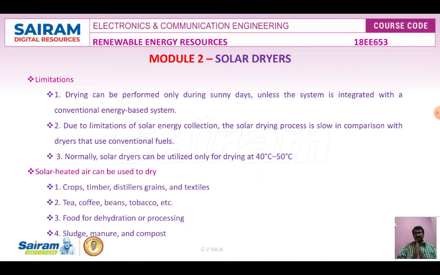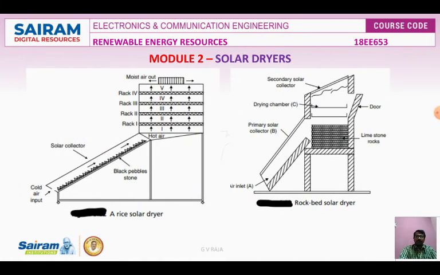Solar dryers are only utilized for 40 to 50 degrees Celsius. The solar heated air can be used to dry crops, timber, distillers grains, textiles, tea seeds, coffee seeds and beans, tobacco seeds, food for dehydration or processing, sludge, manure, and compost. For that purpose, we are using this.